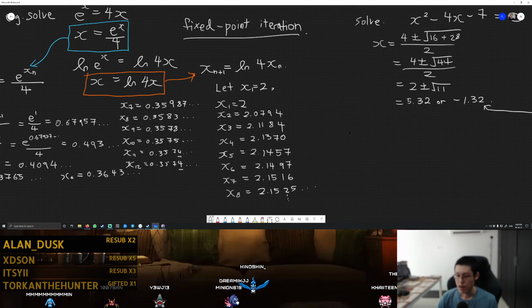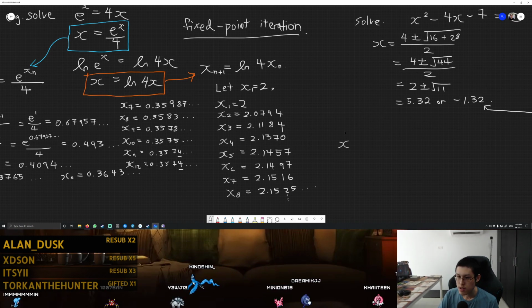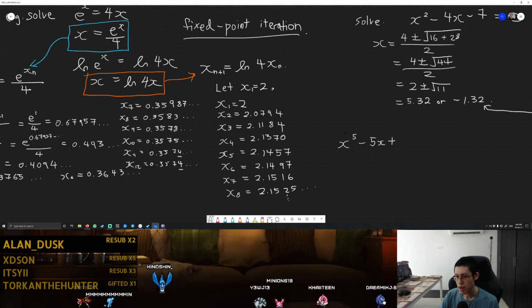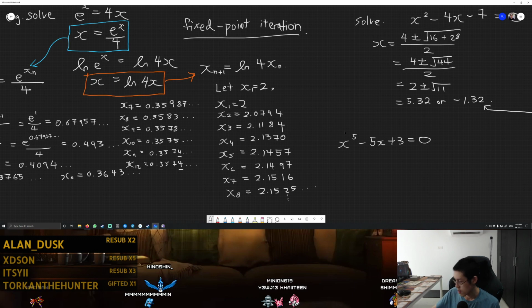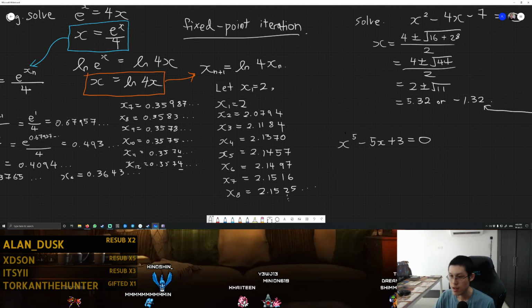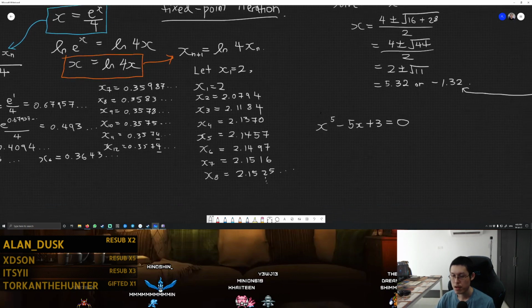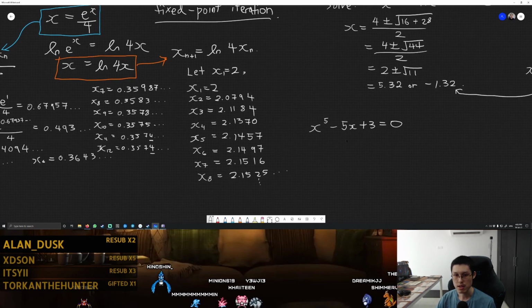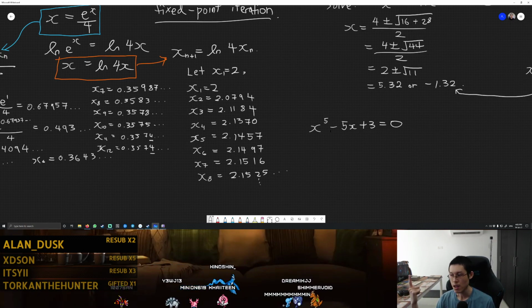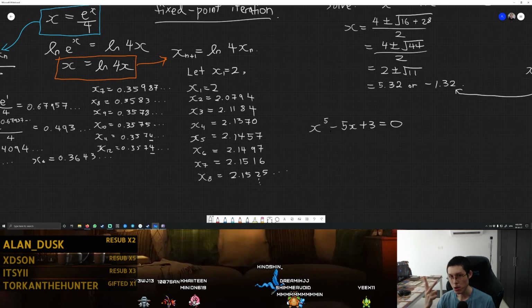Okay, let's say I give you a quintic equation, x^5 minus 5x plus 3 equals 0, and I want you to solve this. Normally, this is impossible to solve using analytic methods, because there's such a thing as a quadratic formula, a cubic formula, a quartic formula, so power of 4, but there is no such thing as a quintic formula.